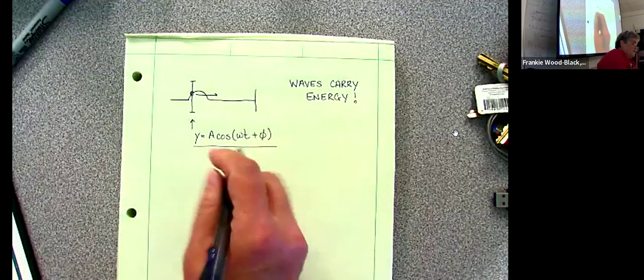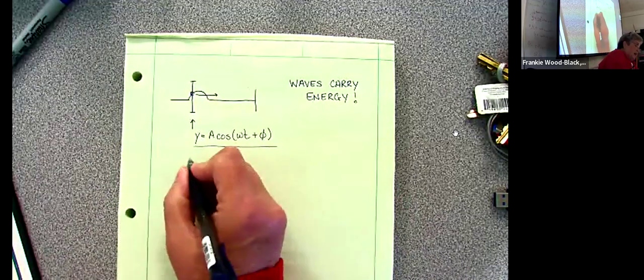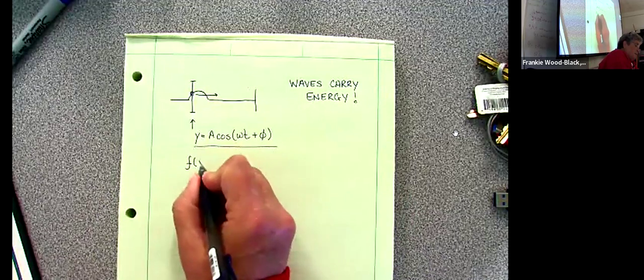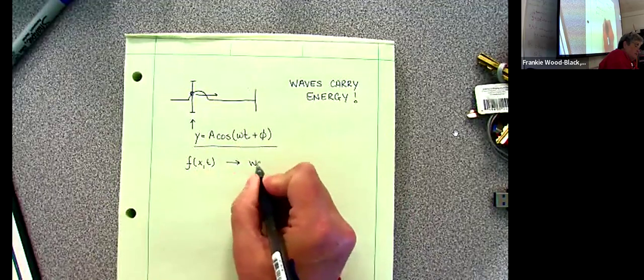Now, instead of just a function of time for this piece, we need to have a function for position and time as it relates to the wave.